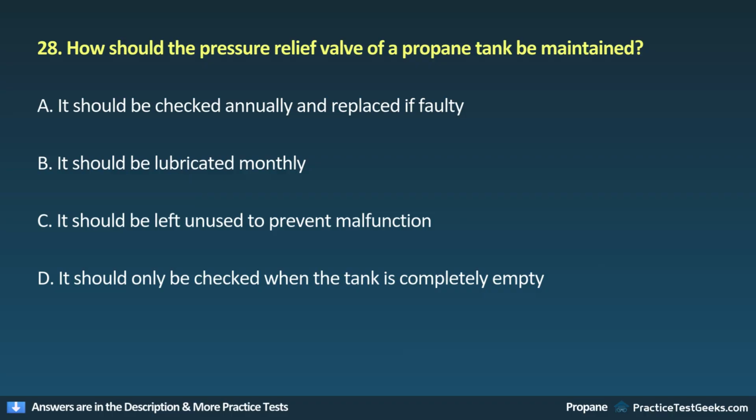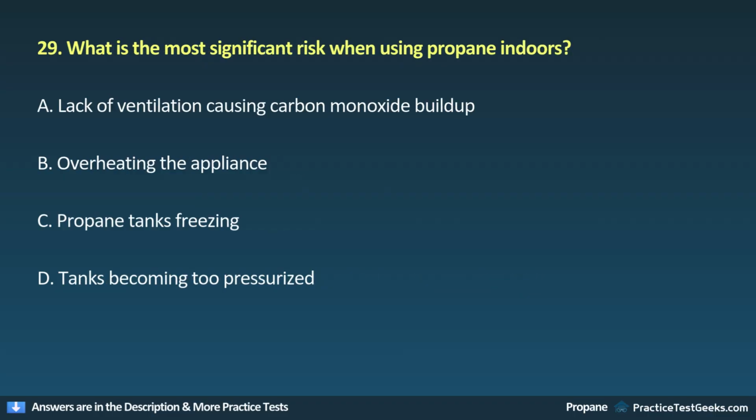B. It should be lubricated monthly. C. It should be left unused to prevent malfunction. D. It should only be checked when the tank is completely empty. 29. What is the most significant risk when using propane indoors? A. Lack of ventilation, causing carbon monoxide buildup.